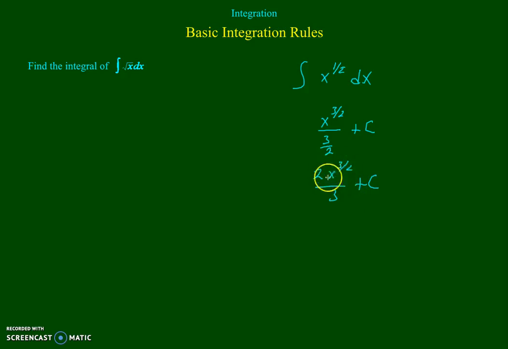Now you could change this back to radical form. I prefer to leave it in exponential form here because we're going to see other problems where we're going to need that form to do further simplification. So let's go on to our next problem.